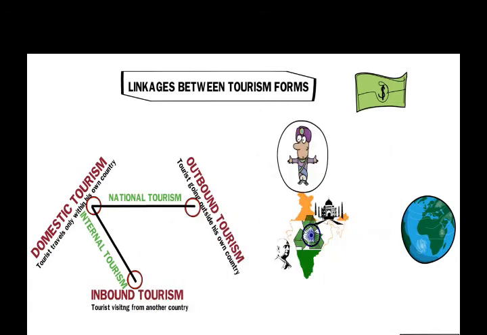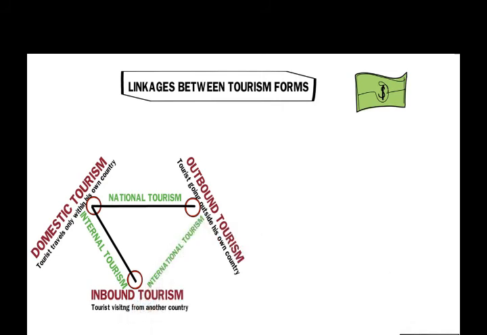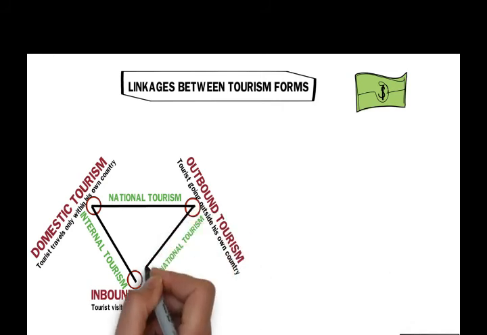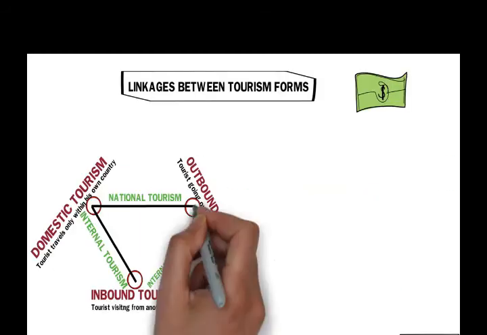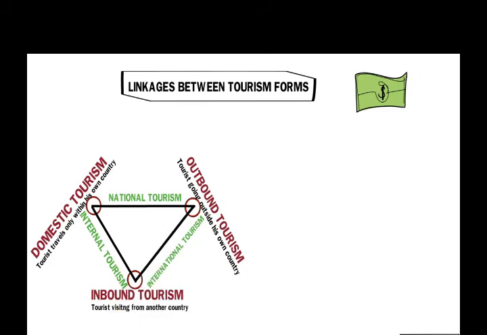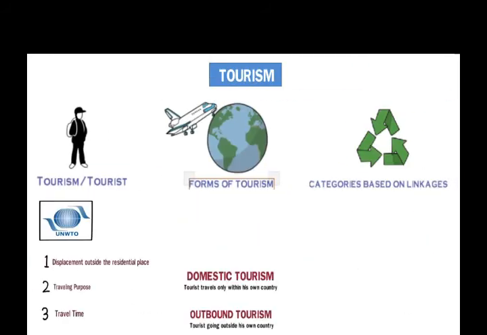Second one is national tourism, which comprises domestic tourism and outbound tourism, meaning a resident of India either visiting other parts of India or going outside to travel other parts of the world will be considered national tourism. International tourism comprises all inbound and outbound tourists, meaning the movement of tourists outside their country of residence. Here is a summary of the matter discussed in this video.